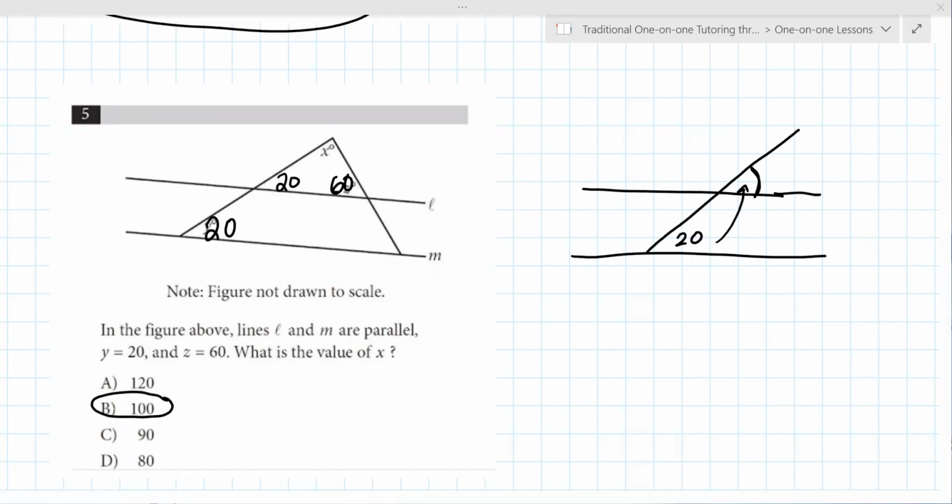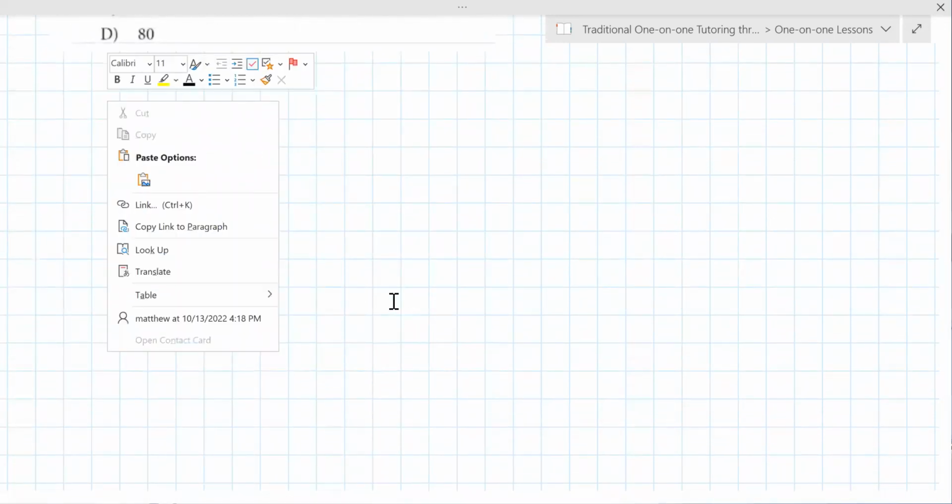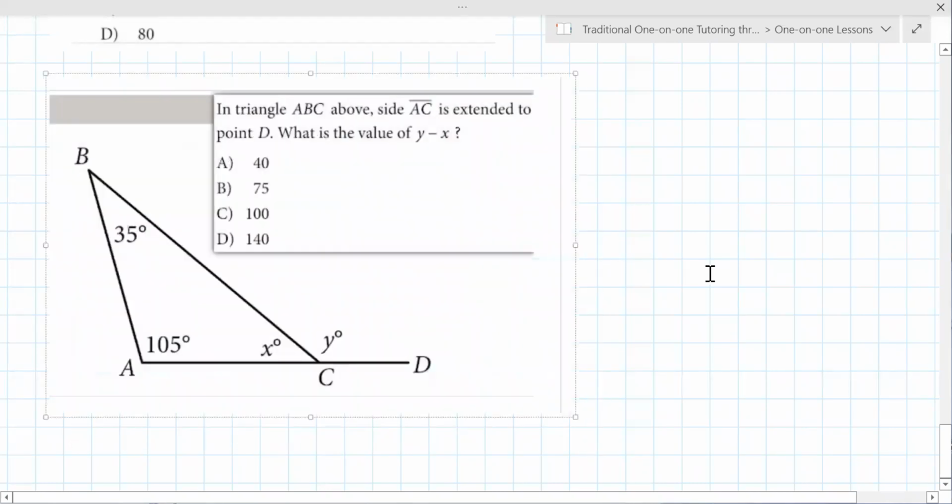Now on the test, you'll obviously be able to write the numbers down on your own, and it's a little bit tough on here. All right, so I'd like you to try this one on your own. If you need to, you can draw it out.